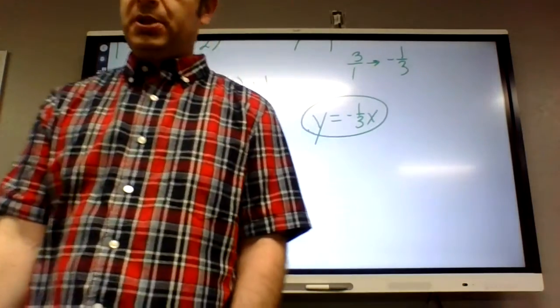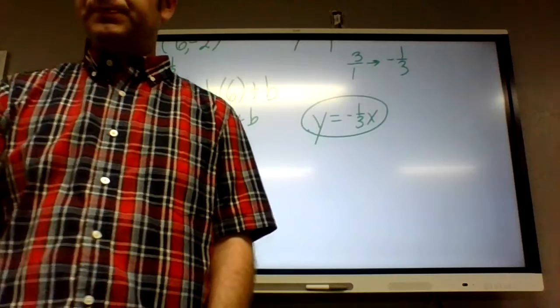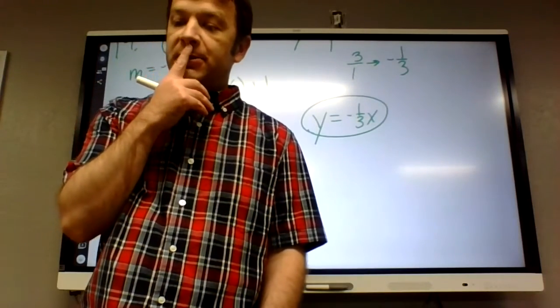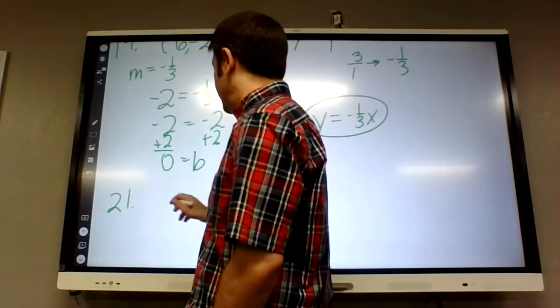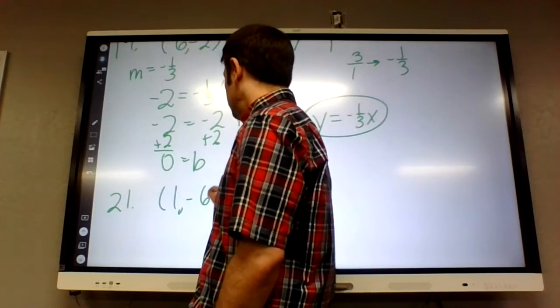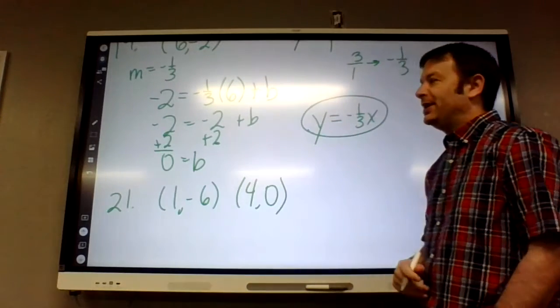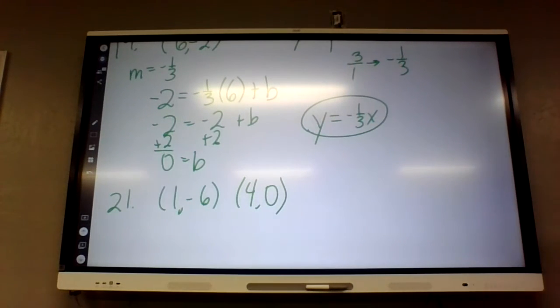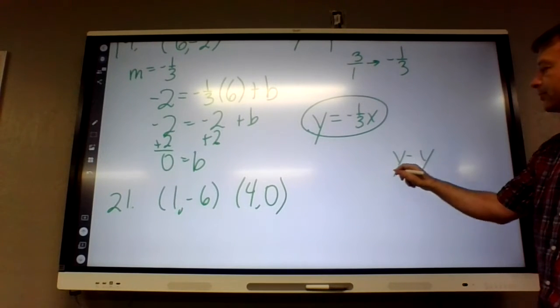Okay, 21. Write the equation in standard form. All right, so we want a line passing through (1, -6) and (4, 0). They did not tell us the slope on this one. So how do I get the slope between 2 points? It's called the slope formula.